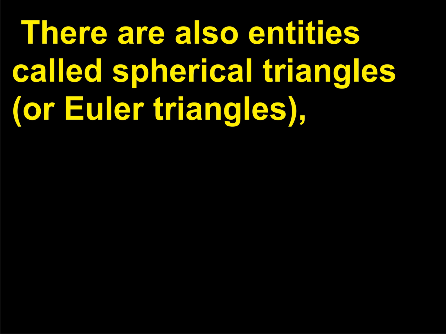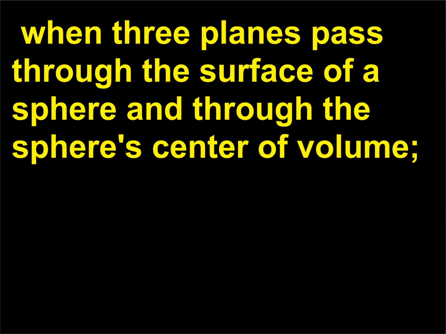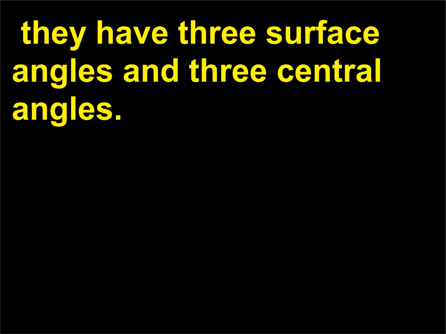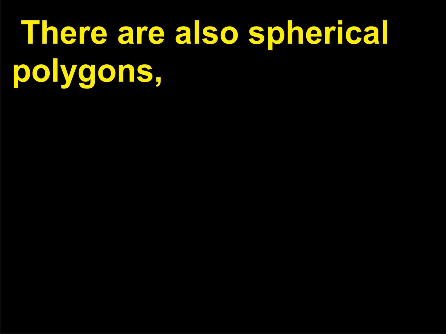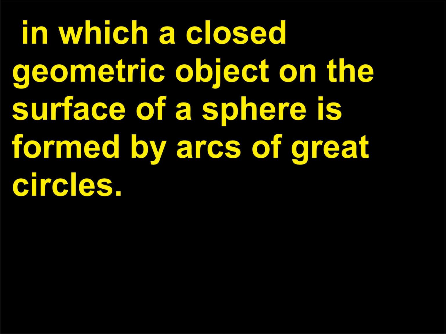There are also entities called spherical triangles, or Euler triangles. When three planes pass through the surface of a sphere and through the sphere's center of volume, they have 3 surface angles and 3 central angles. There are also spherical polygons, in which a closed geometric object on the surface of a sphere is formed by arcs of great circles.